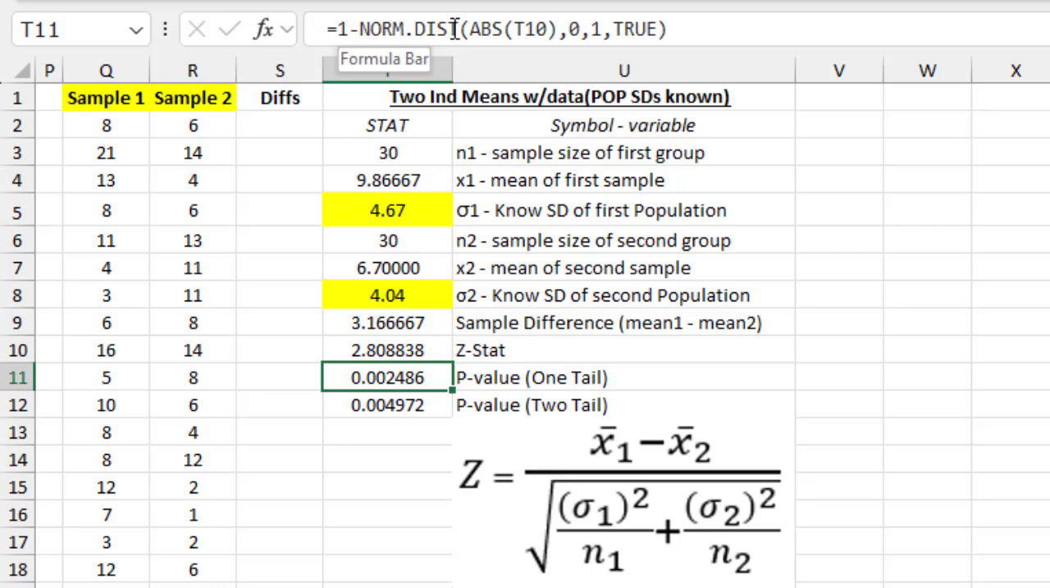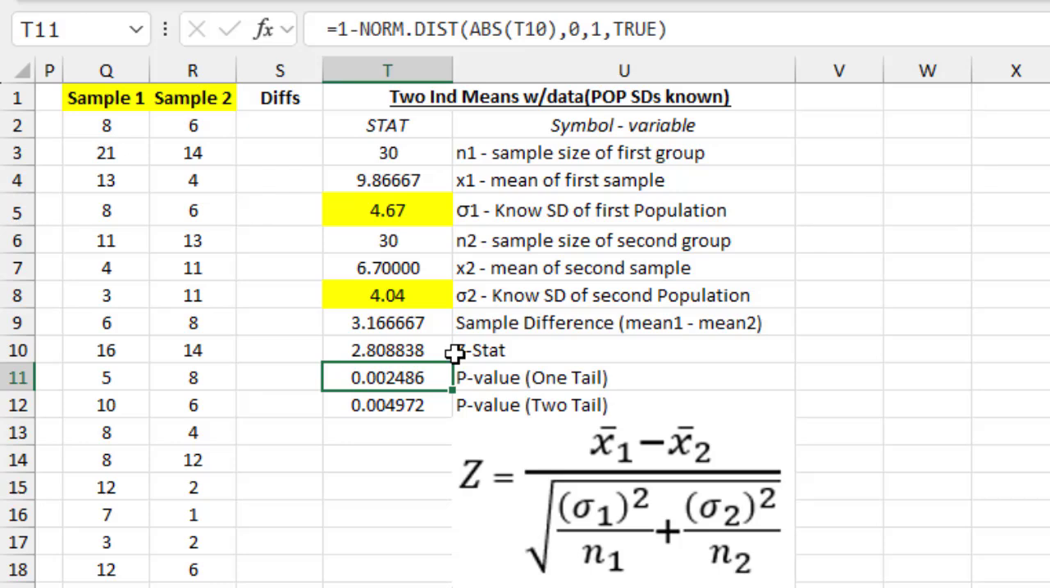Well, what happens if we had switched the data in these two columns? Then our sample difference would have been negative, right? Because we would have had the bigger values. So instead of having an average of 9.8 for sample 1 and 6.7 for sample 2, these would have switched. And then we would have had a negative 3, and this would have been a negative z-stat. It would have been the exact same thing, just negative 2.8.